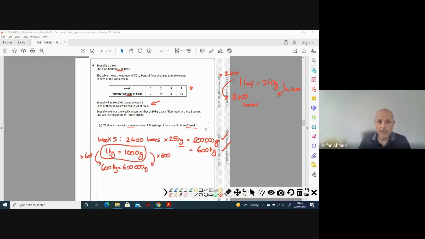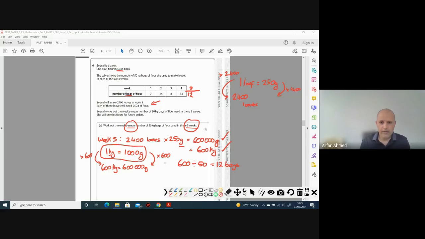So how many bags will that be then? Each bag holds 50 kg, so how many 50s go into that? Divide by 50. That's going to be 12. So that's going to be 12 bags. So there you go, that goes there, 12 bags in your table. And now we can work out the mean of 5 weeks.